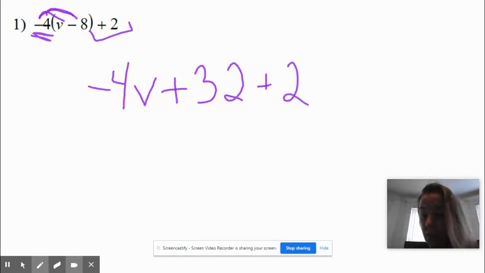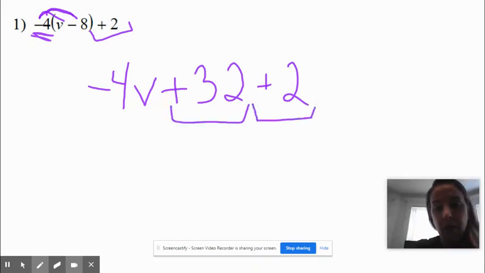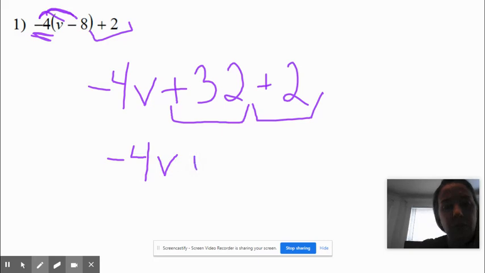And now we combine like terms. Like terms, like just regular numbers, can go together. So the negative 4b just comes down. And then 32 plus 2 is 34. And there you have your answer.